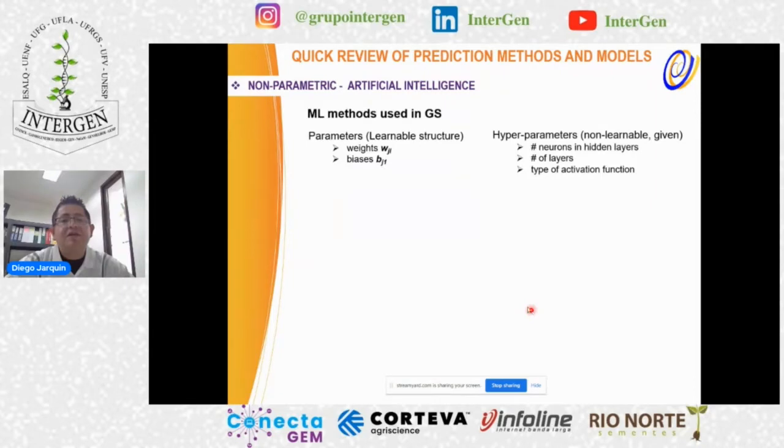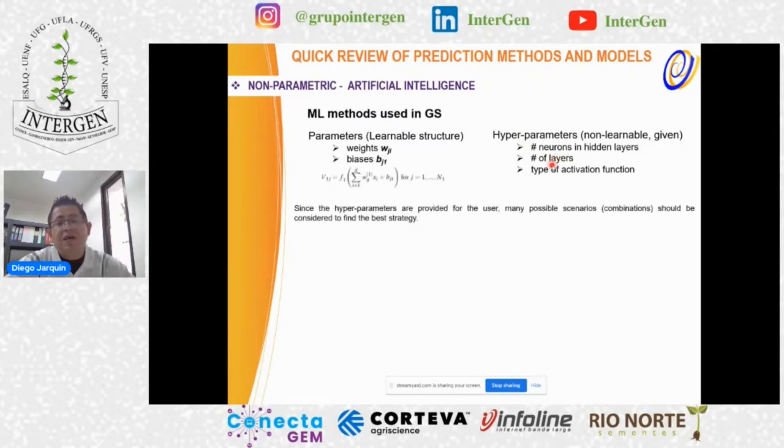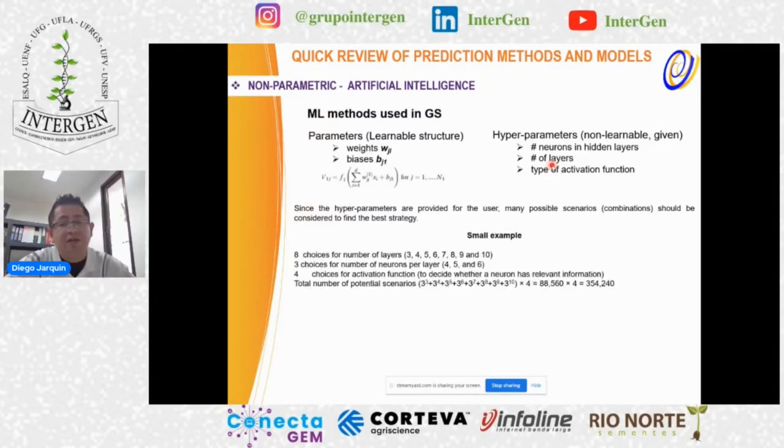In this case, we have the machine learning method. It has, as we said, learnable structures. We have weights and bias, but also we have structures that are not something the method can learn. So these are the hyperparameters. In this case, we have neurons, hidden layers, number of layers, type of activation function, etc. Since the hyperparameters are provided by the user, many possible scenarios or combinations should be considered to find the best strategy initially. This is a small example.